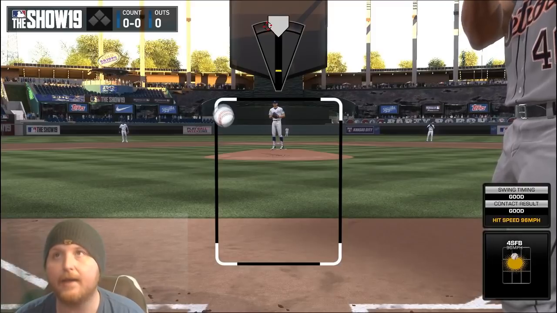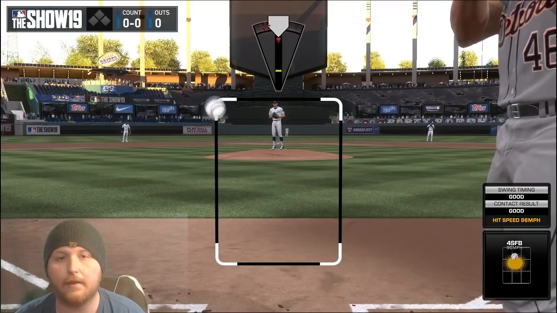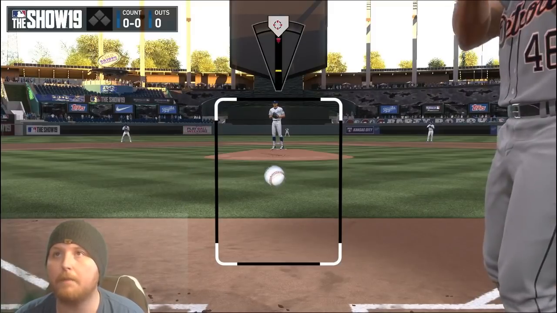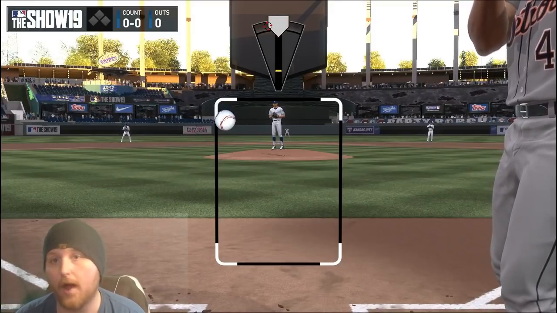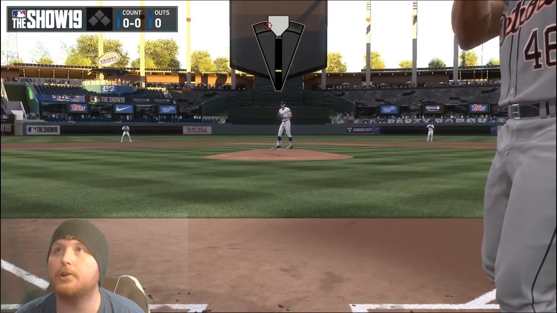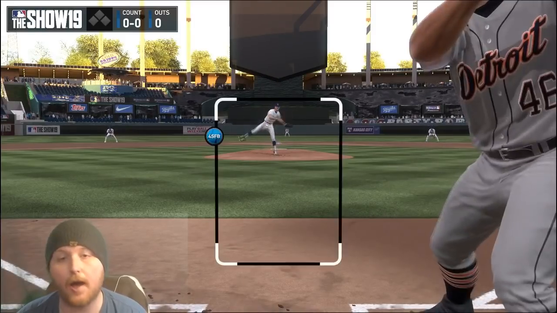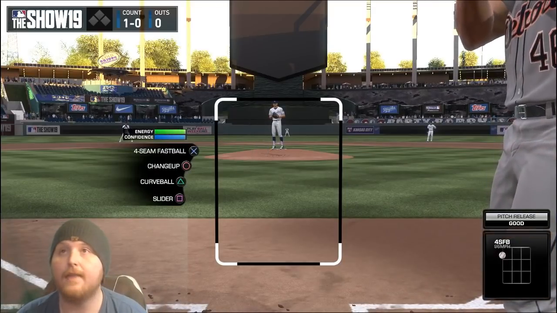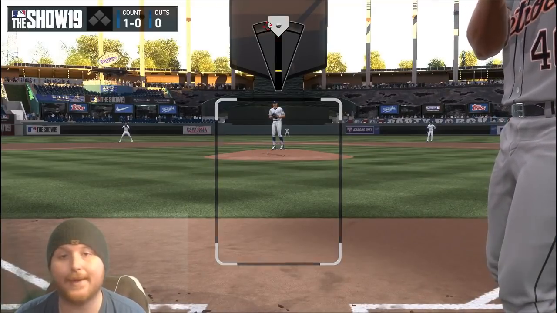So on the pullback, since I'm wanting to throw to the left side of the plate right here, from the catcher's perspective, what I'm going to do is pull back down and to the right on the analog stick. So if I push down and to the right, whenever I push up, it's going to force my thumb to go up and to the left. And that helps you guide the ball.